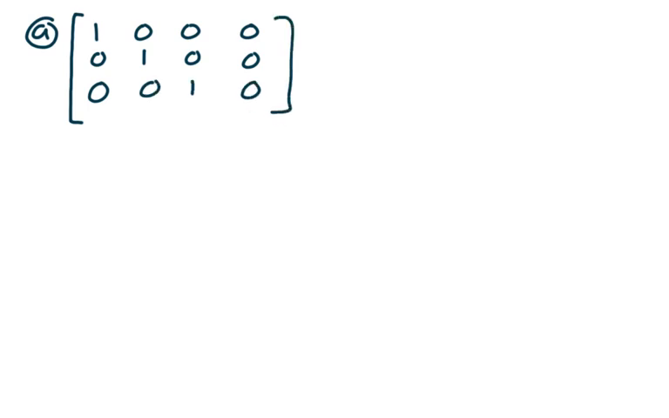Now, if you look at the leading one in the first column, it's the only non-zero entry. If you look at the leading one in the second column, that's the only non-zero entry. And if you look at the leading one in the third column, that's the only non-zero entry. And so this matrix is in reduced row echelon form. It is absolutely in row echelon form. So we just had to verify that that fourth condition held.